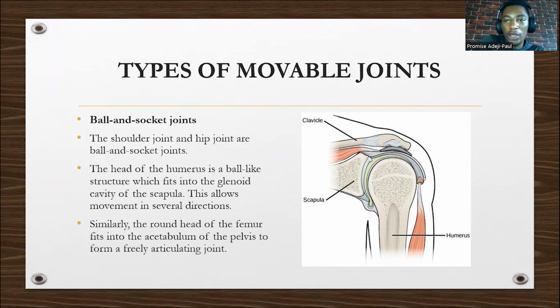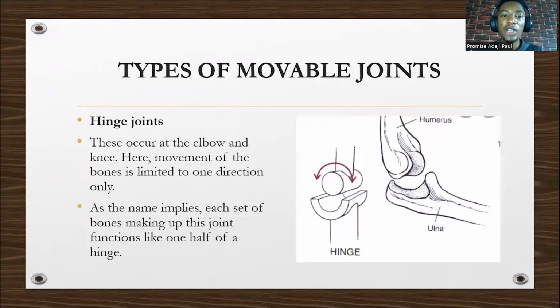It's like a ball going into a socket, and it allows for movement in several directions. Similarly, the round head of the femur, like a ball, fits into what we call the acetabulum of the pelvis to form a freely articulating joint. So those are what we call ball and socket joints, like a ball fitting into a socket.